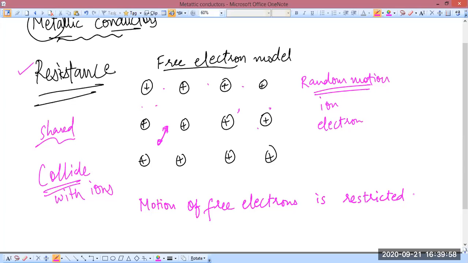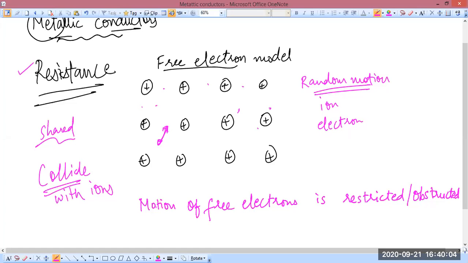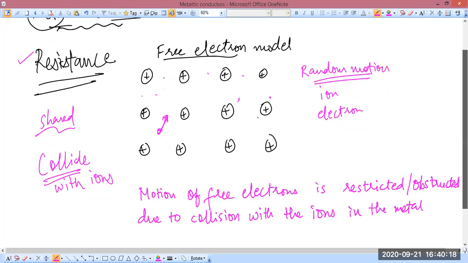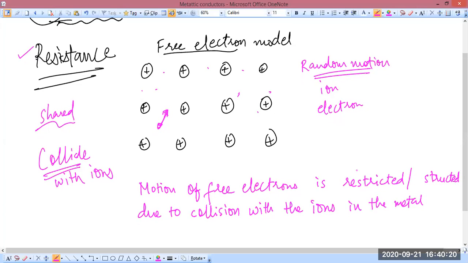Restricted, or obstructed, if you understand that word also, obstructed. Obstruct, that is to come in between, right? Due to collision with the ions in the metal, right? So this obstruction is what is called resistance, all right?